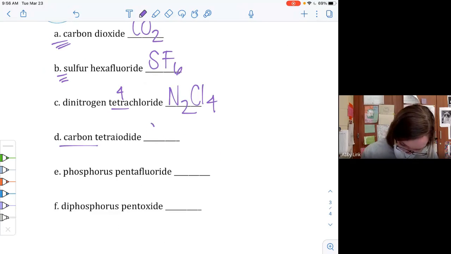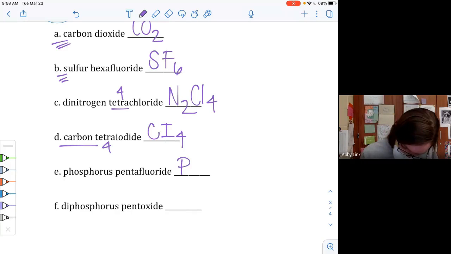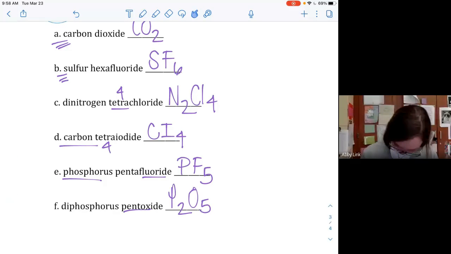Carbon tetraiodide, so no prefix on carbon, so just 1. Tetra is 4, and iodine is I. Phosphorus pentafluoride, so phosphorus is P. Penta is 5, fluorine is F, so PF5. And then diphosphorus, so P2, pentaoxide is O5.